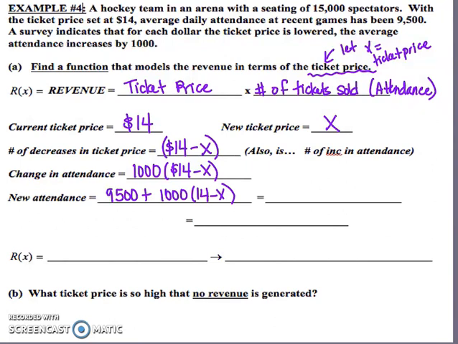And if we were to distribute that 1,000, we would have 9,500 plus 14,000 minus 1,000X. And if we combine like terms, we would get 23,500 minus 1,000X. So then our revenue is going to be our new price times our new attendance.